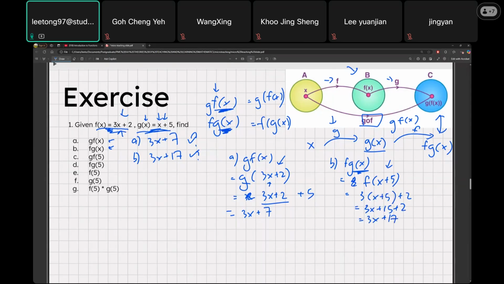Okay, next we look at these two. So your object is 5. So we just put the 5 inside here. gf5 is 22.